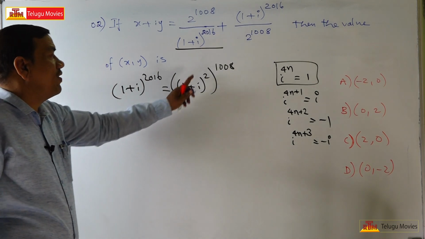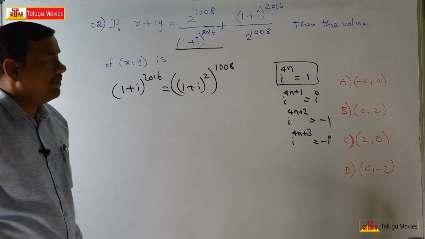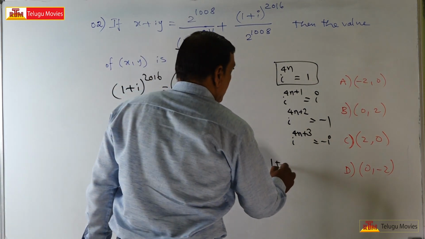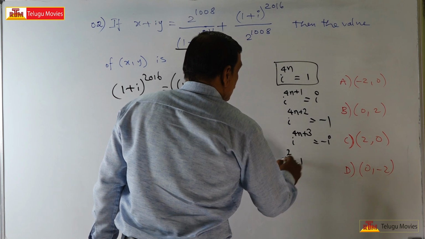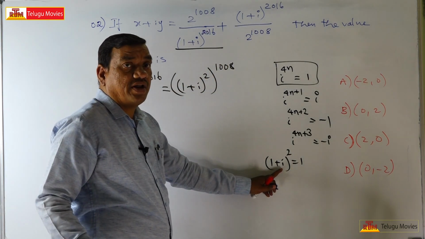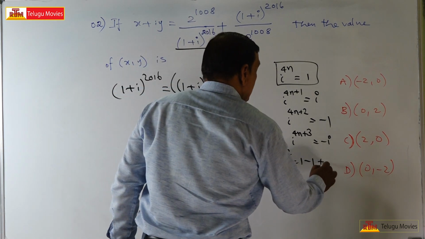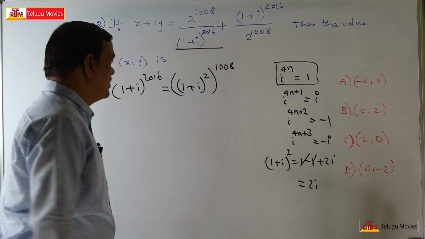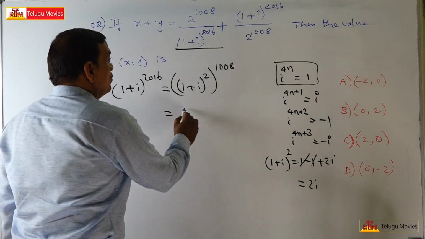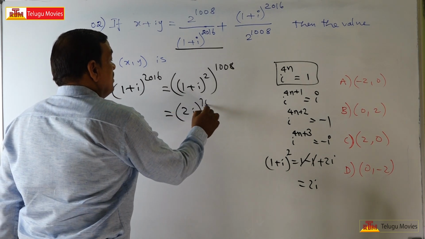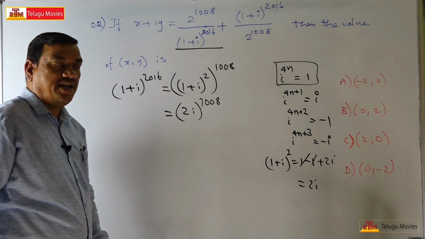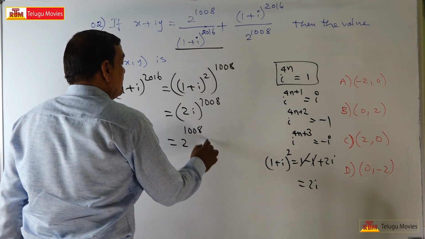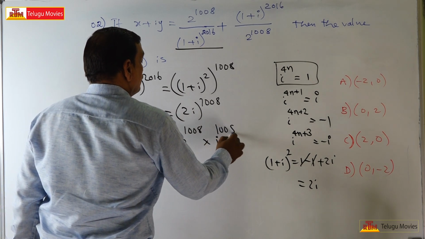Can I write it? (a power m) whole power n is a power mn. Now (a plus b) whole square, how much is it? (1 plus i) whole square is a square plus b square, i square value minus 1, plus 2i, plus 1. Minus 1 and plus 1 cancel, so 2i. Understand? So this is equal to (2i) power 1008. So this is equal to 2 to the power of 1008 into i power 1008.